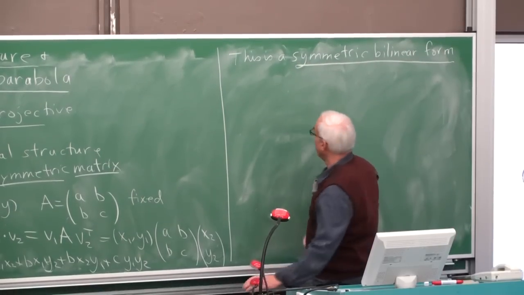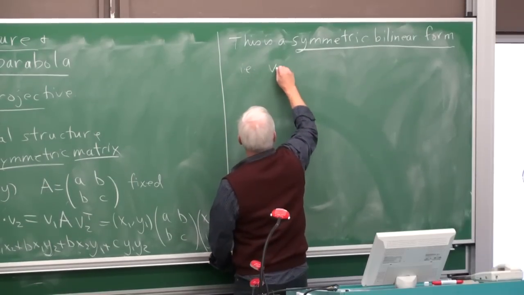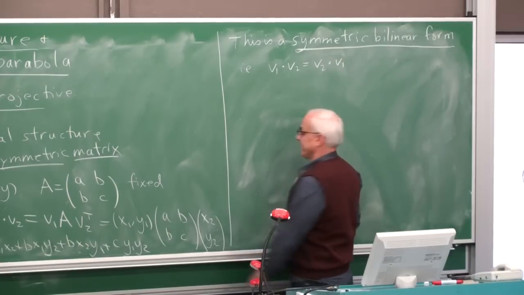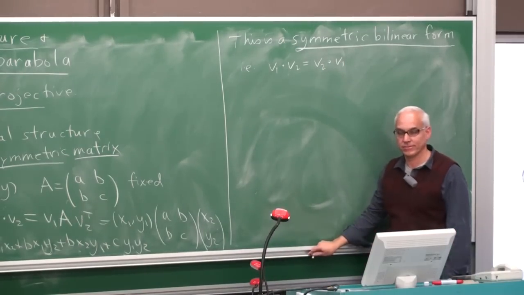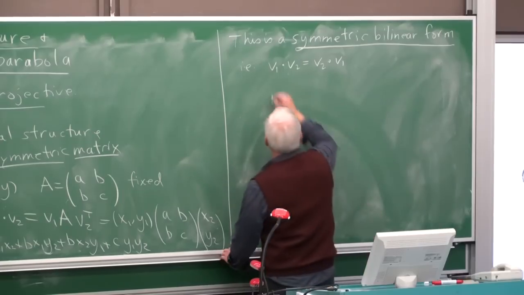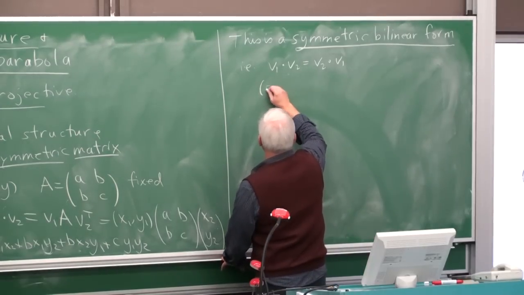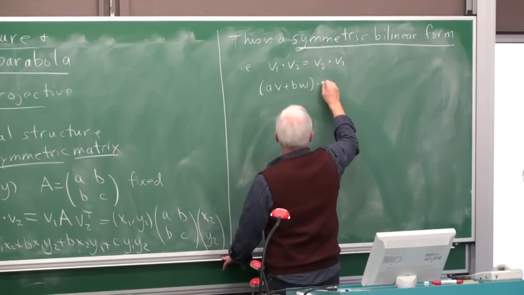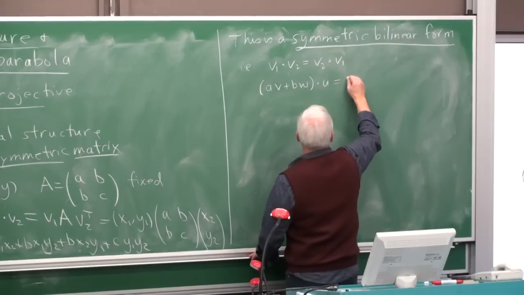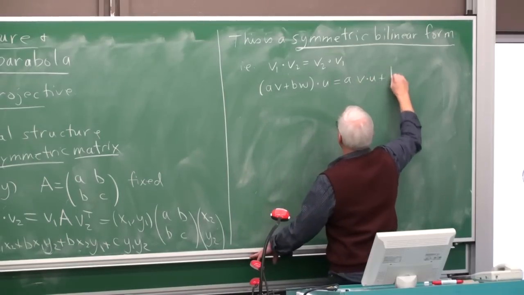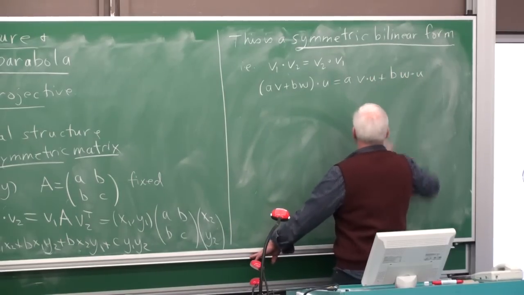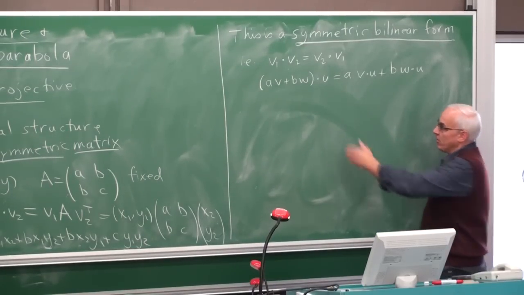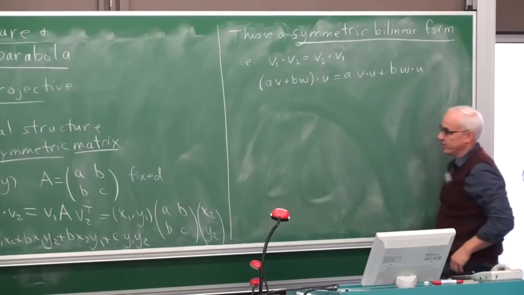And what does that mean? Well, it means, first of all, that V1 dot V2 is the same as V2 dot V1. That's the symmetric condition. And then the bilinear condition is that if we have some combination, say aV plus bW dot U, then that's the same as a times V dot U plus b times W dot U. And there's a corresponding bilinearity with respect to the second variable that follows from the symmetry of it.